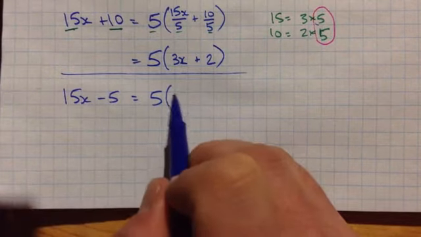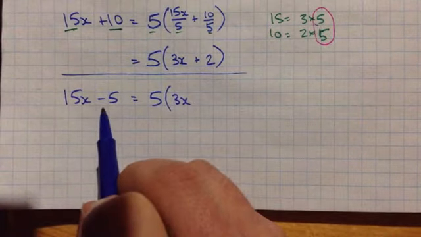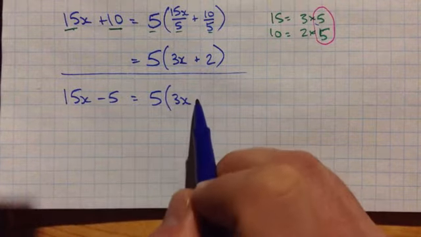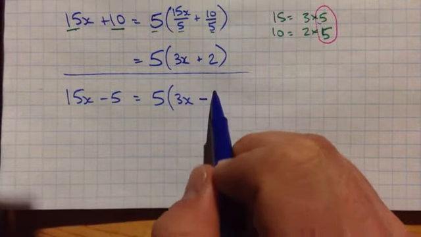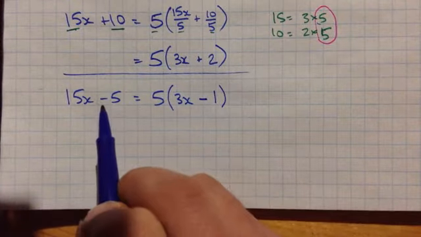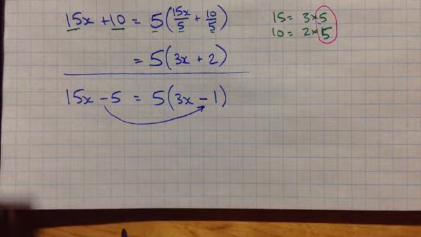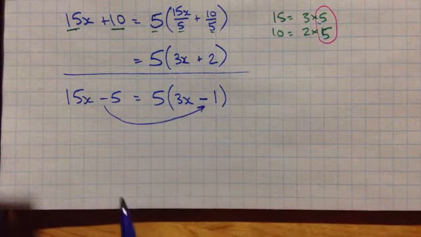15x divided by 5 is 3x. Now 5 divided by 5 is 1, but this is a negative 5. So negative 5 divided by 5 is negative 1. So I've got to watch that the negative sign stays with me when I factor this out. Okay, let's do a couple more.